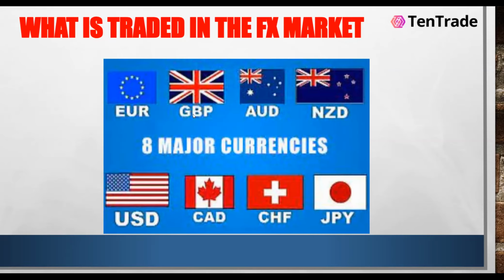What you can trade as a forex trader are currencies, but it's best as a beginner to focus on the major currencies, which will give you better, consistent opportunities in the market. As a beginner, the 8 major currencies you want to focus on are on the screen. EUR is the euro. GBP is the Great Britain pound sterling. AUD is the Australian dollar. NZD is the New Zealand dollar. USD is the US dollar. CAD is the Canadian dollar. CHF is the Swiss franc. And JPY is the Japanese yen.